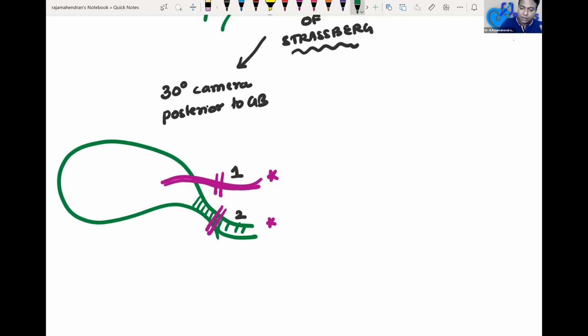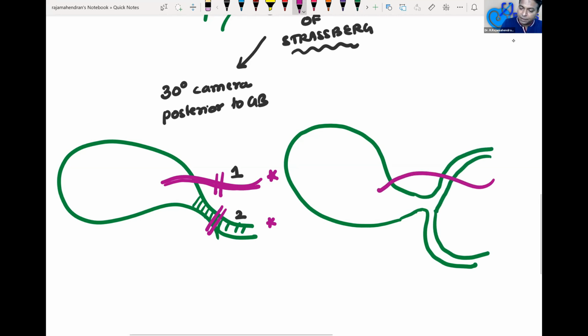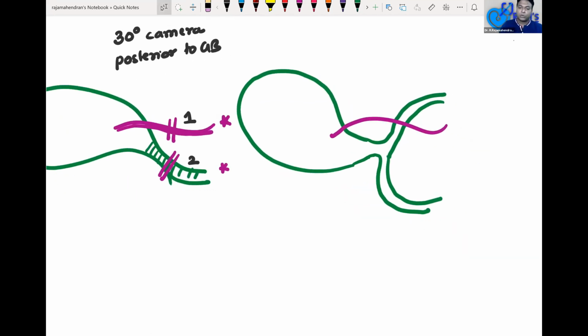So if there are more than two structures entering, let me tell you what happens. See, understand this picture. I'm drawing the picture now of more than two structures entering the gallbladder. See the picture. If I am seeing a critical view of Strasberg like this, and there are more than two structures entering: one tube, two tubes, and a third structure.